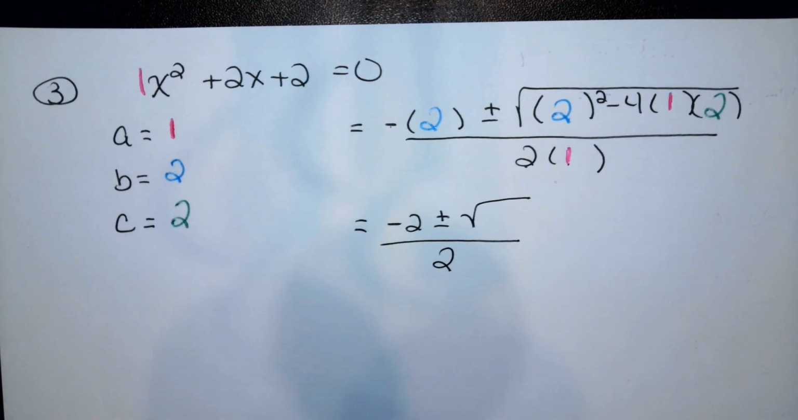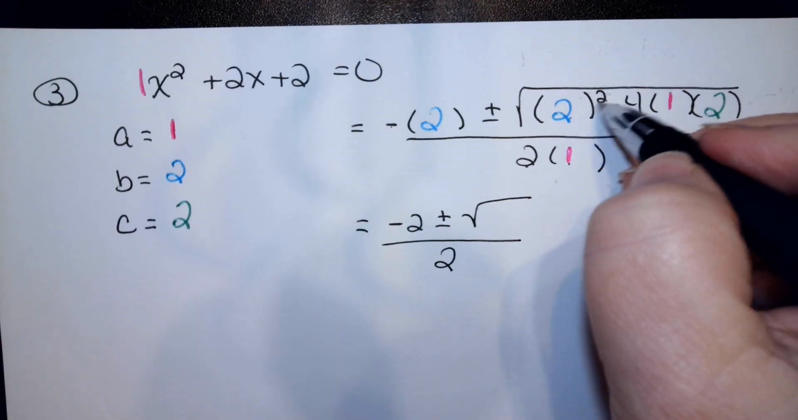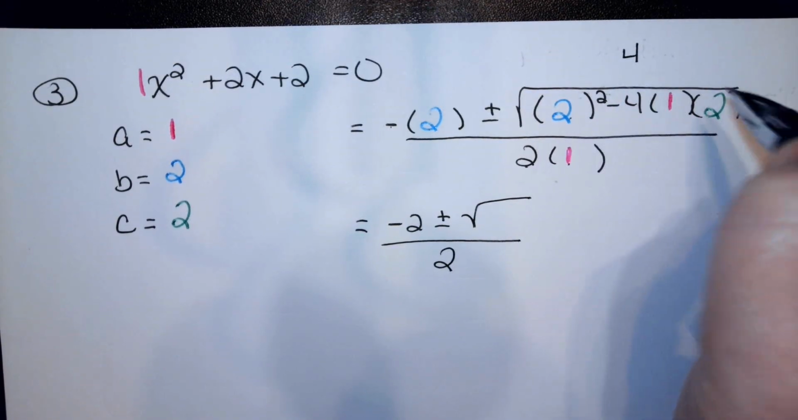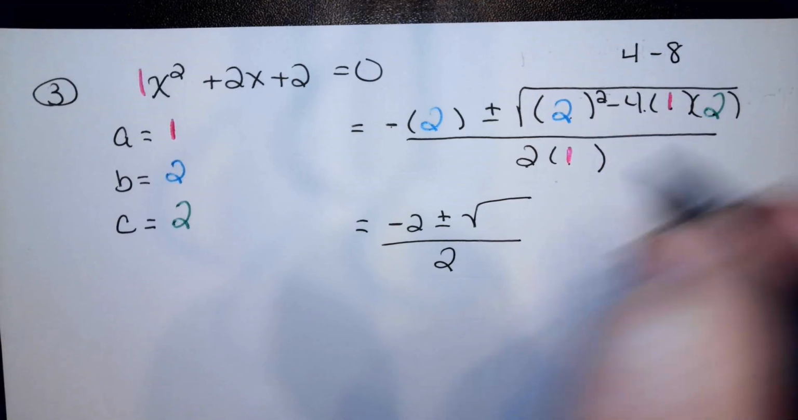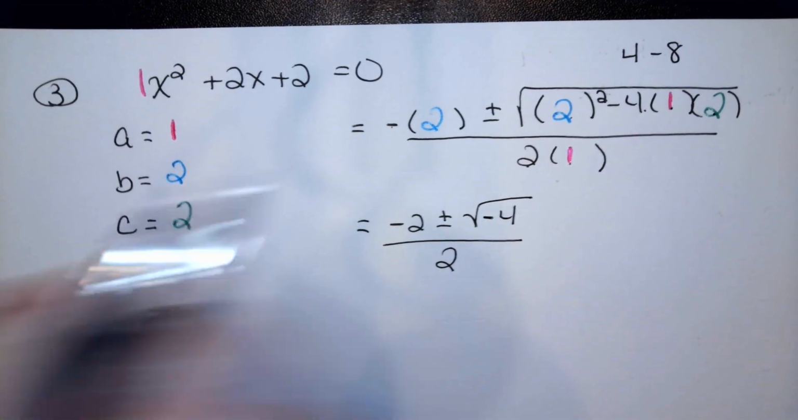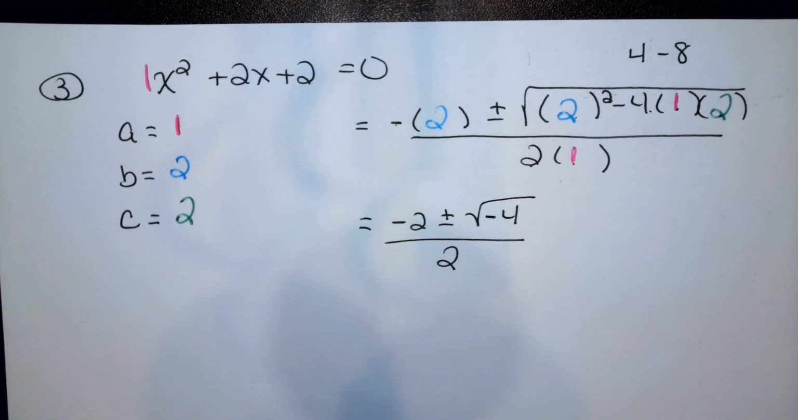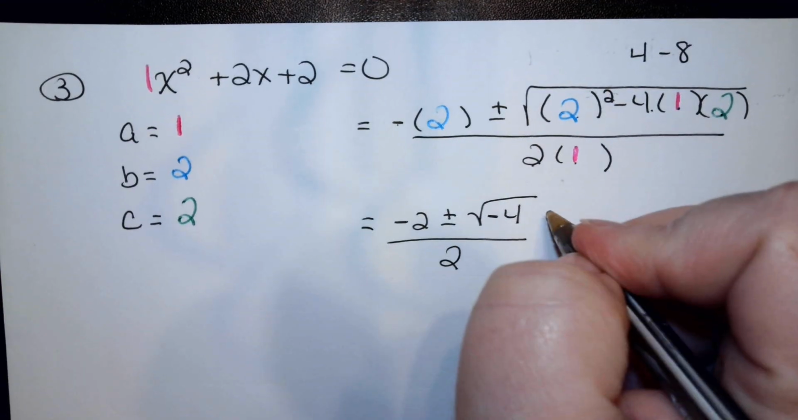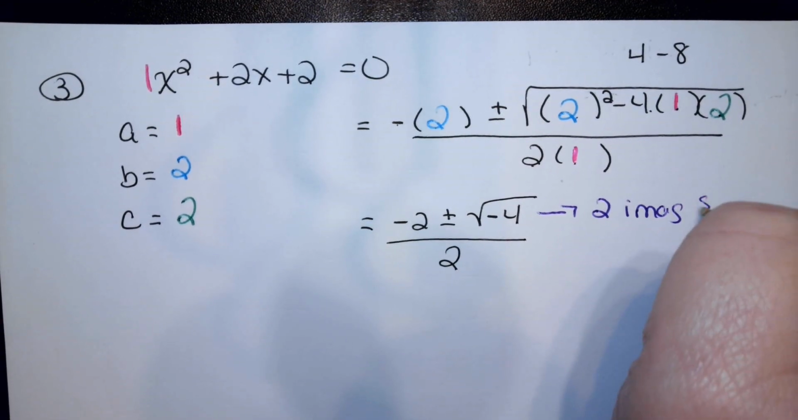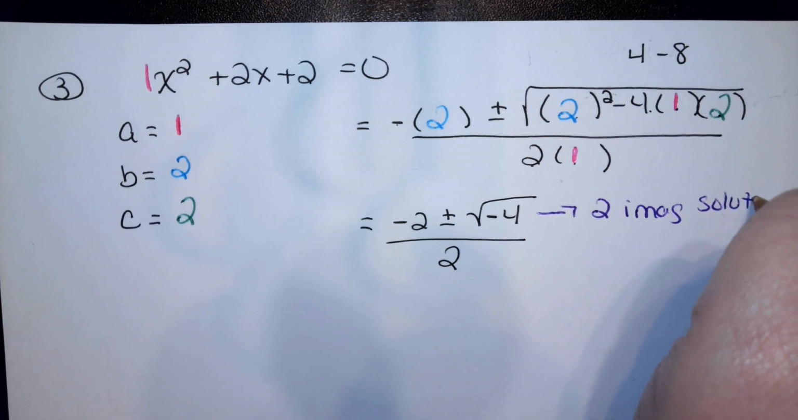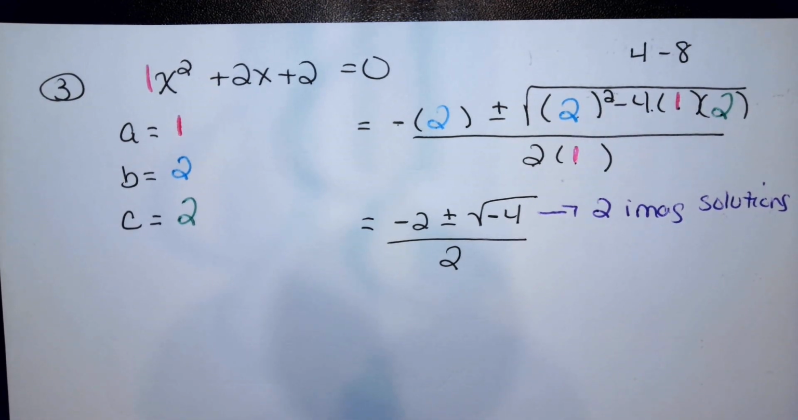And now let's figure out the discriminant. 2 squared is 4. 4 times 1 is 4, times 2 is 8. So we got 4 minus 8, and that gives us a negative 4. Since our discriminant is negative, that means we're going to have 2 imaginary solutions, which means we're going to have i in the final answer.